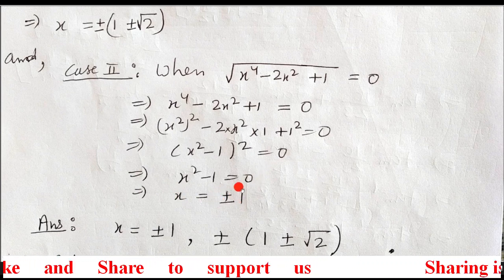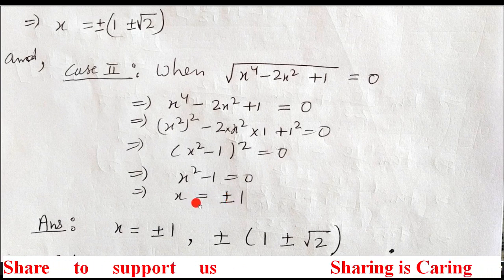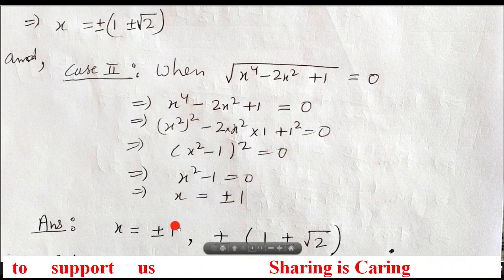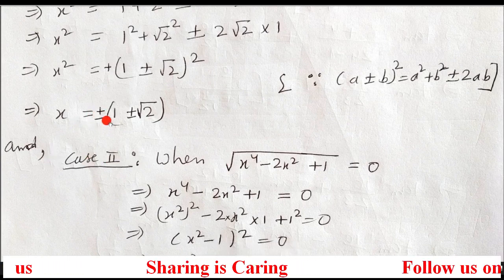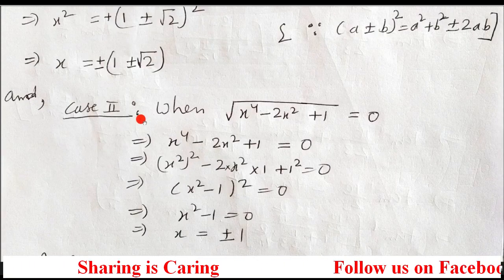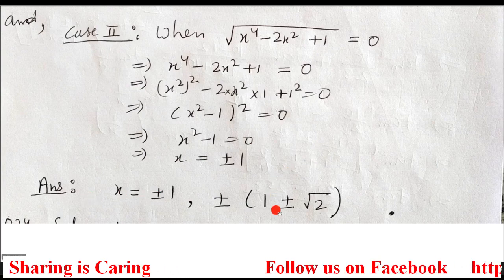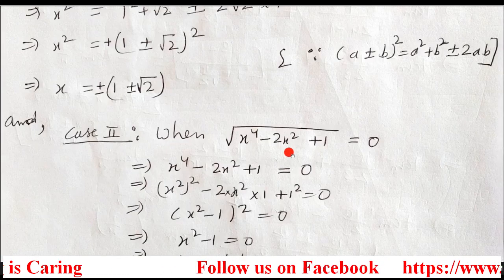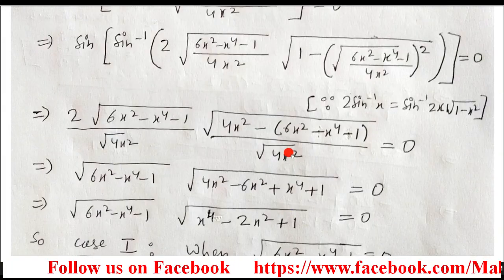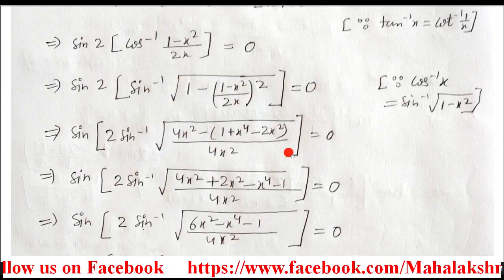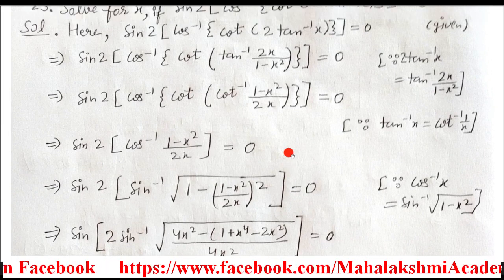So from the second case we got the value of x as plus minus 1, and from the first case we got the value of x as plus minus bracket 1 plus minus root 2. So write down the answer. This question is lengthy but easy to solve. So here once, briefly, I just want to explain to you.